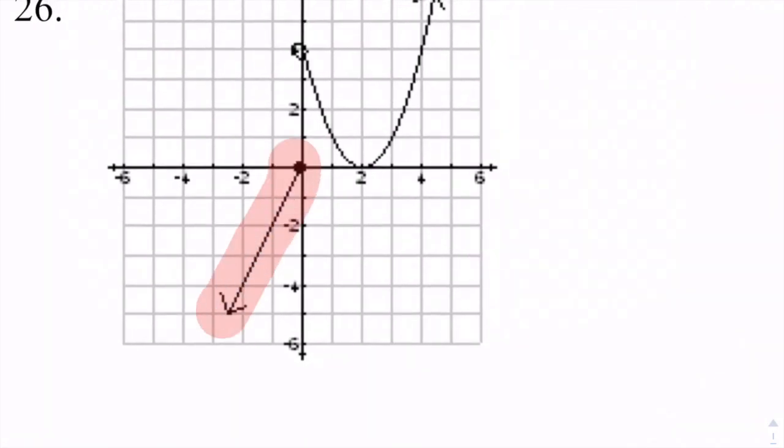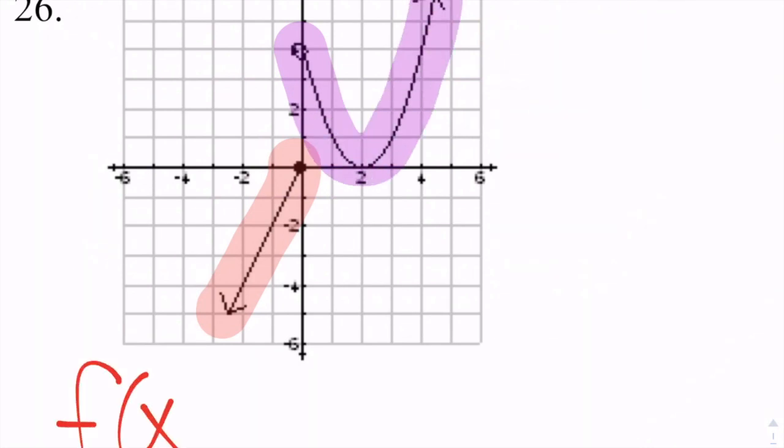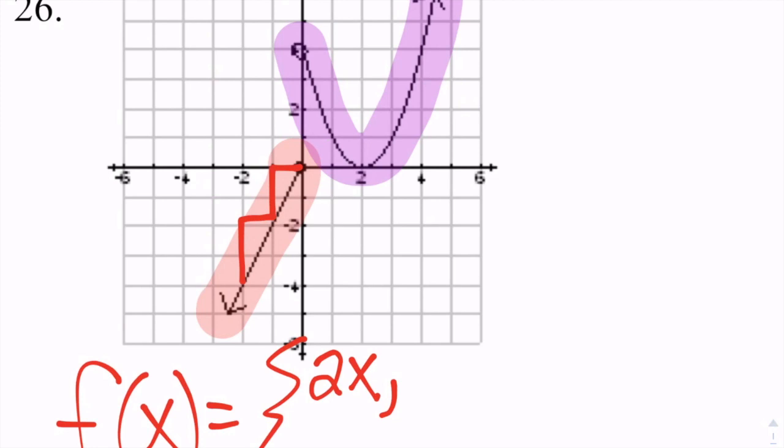Now over here, we have one piece right there, and another piece right here. So we're going to say f of x equals, we're going to start with the red function, which is a line, and so this has a positive slope of 2 and goes through the origin, so our line is just 2x. We're going from x is 0 to negative infinity, so there's an open circle at 0 there, so it's going to be x is less than or equal to 0.